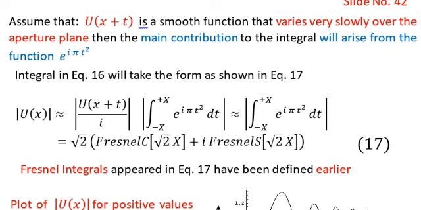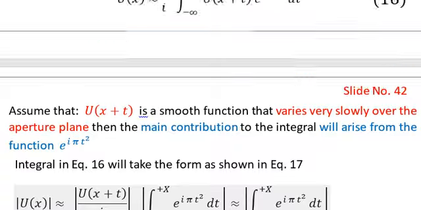So what we have done is that we have taken u of x plus t outside this integral, and we are taking the absolute value of that quantity, that is the absolute value of the quantity on the left hand side and the absolute value of the quantity on the right hand side. So both absolutes we have taken. One is around the quantity outside the integral, and we have also taken the absolute value of the quantity within the integral, and the integral is not from minus infinity to plus infinity, but from minus X to capital X.